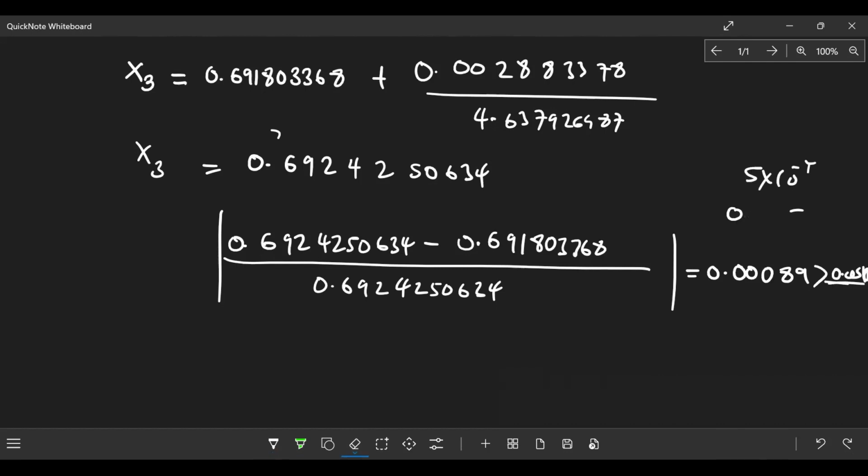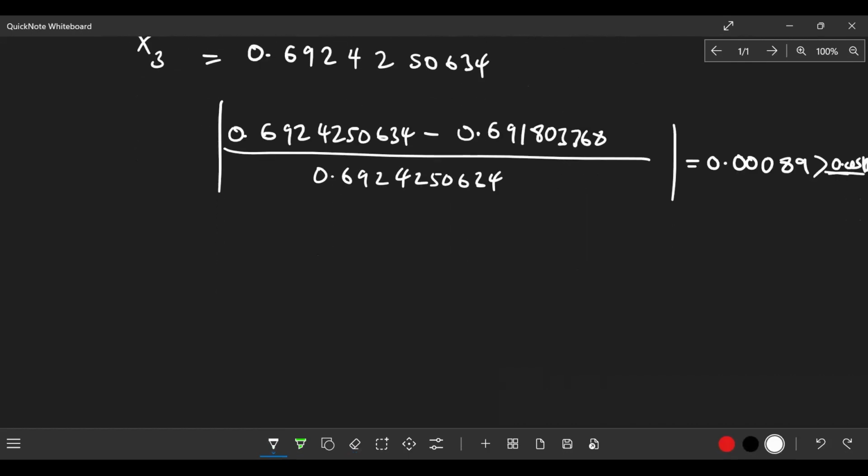So let's find one more now. Let's get one more. I think now the condition is going to be satisfied. Let's see. Again, repeat the process, f of x3 this time around. So this will be 2.